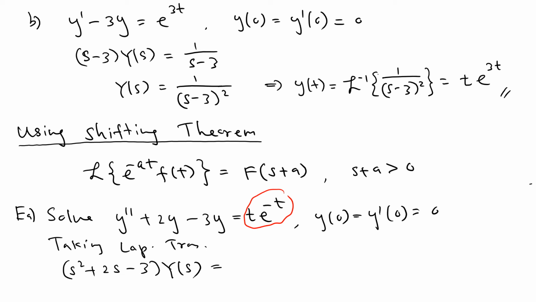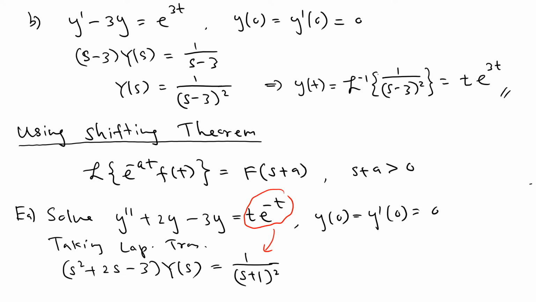On the other side, you use the shifting theorem. If you take the Laplace transform of t, it is 1 over s squared, but you have to shift it by plus 1, because of the opposite sign. So in this case it is simply 1 over (s plus 1) squared. So that's what you get. That's the transform of the non-homogeneous part.